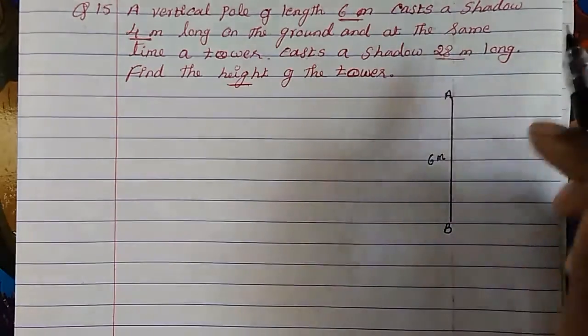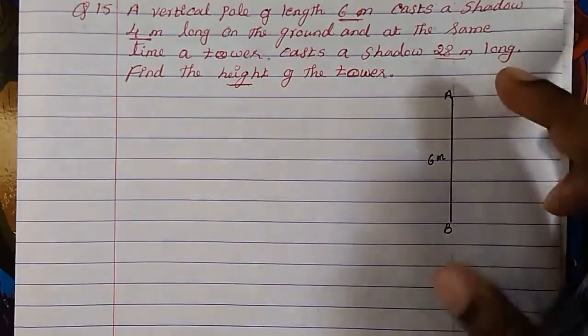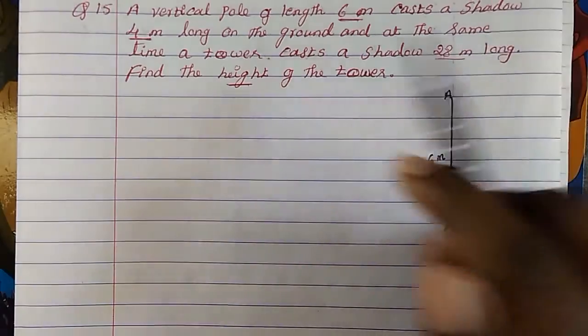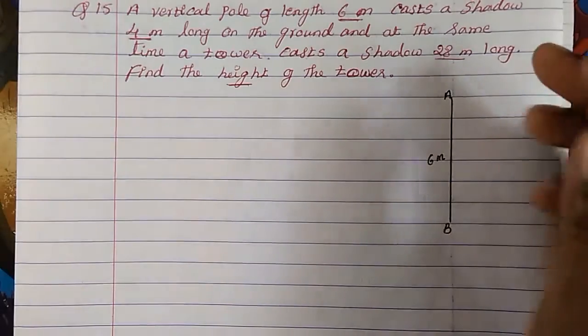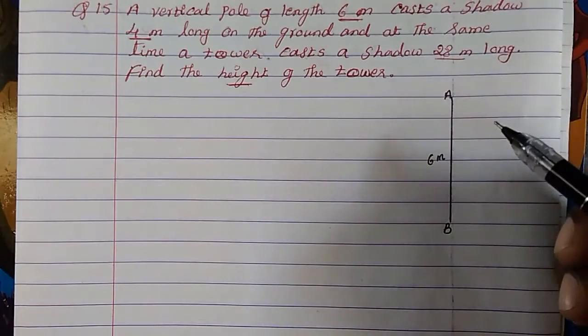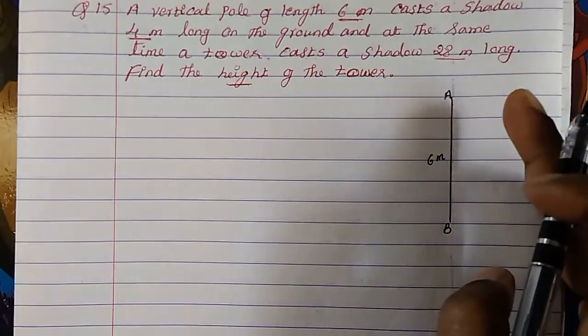So this pole casts a shadow of 4 meter long. Vertical means, I told you, standing position. So shadow normally falls on the ground. So when will the shadow fall? When the sunlight is there or any light is there, then only the shadow falls. Here also you see, since light is there, my shadow can be seen.